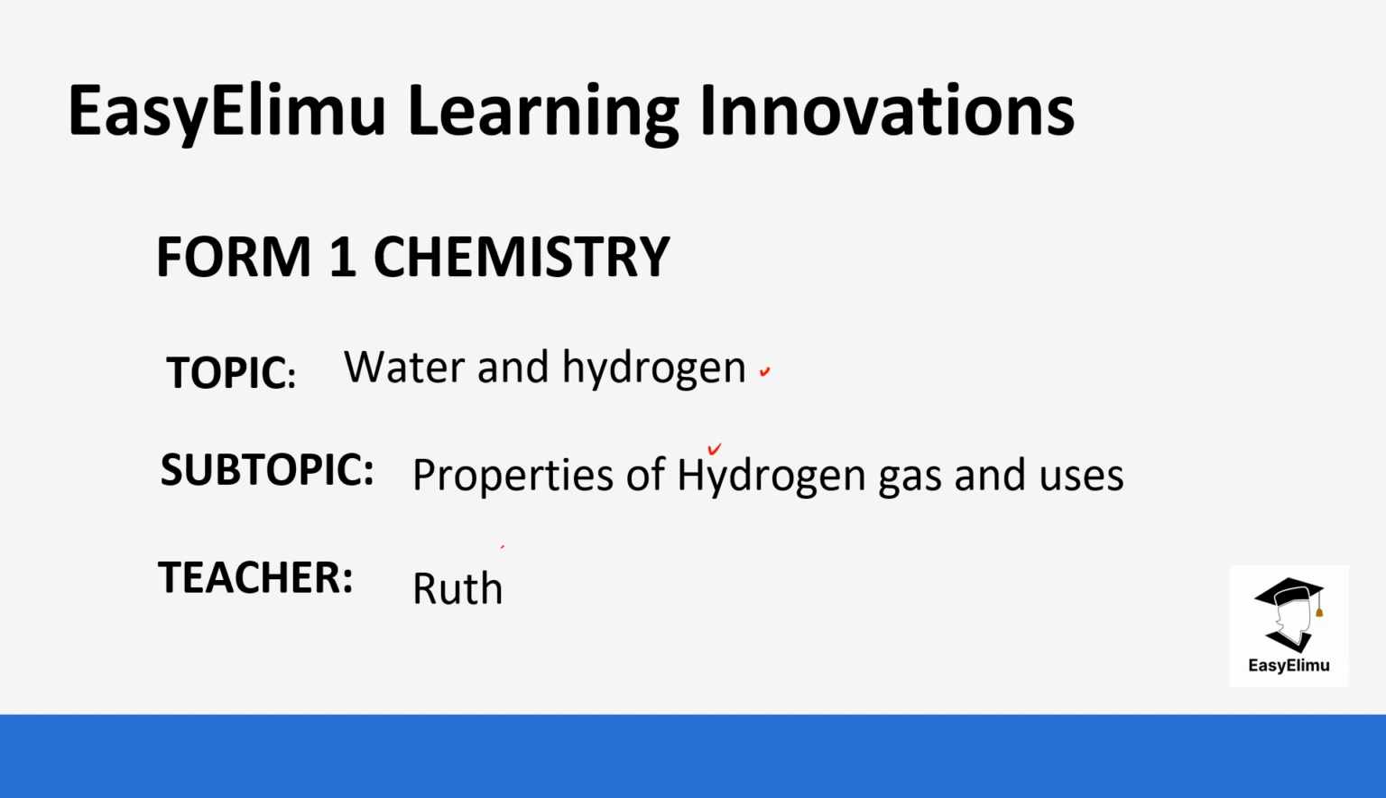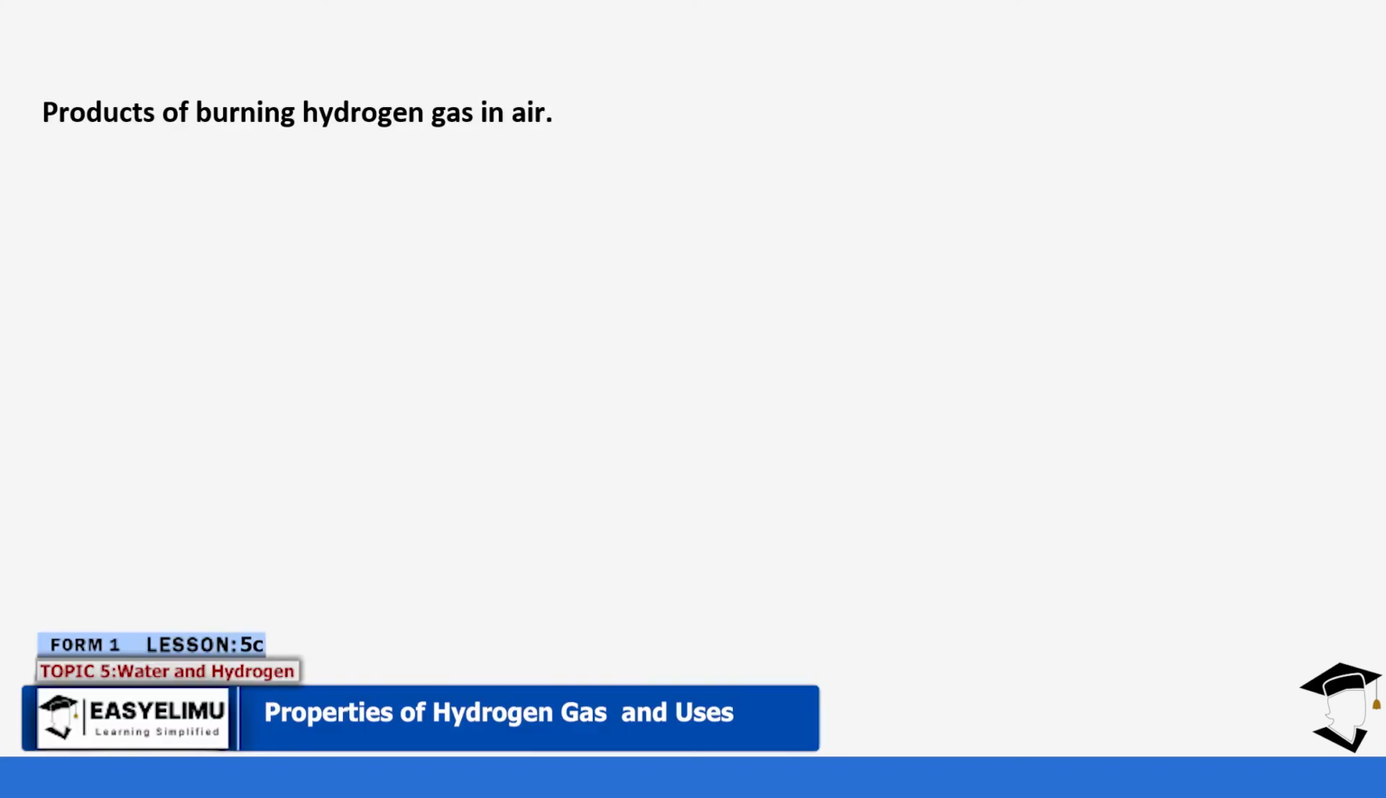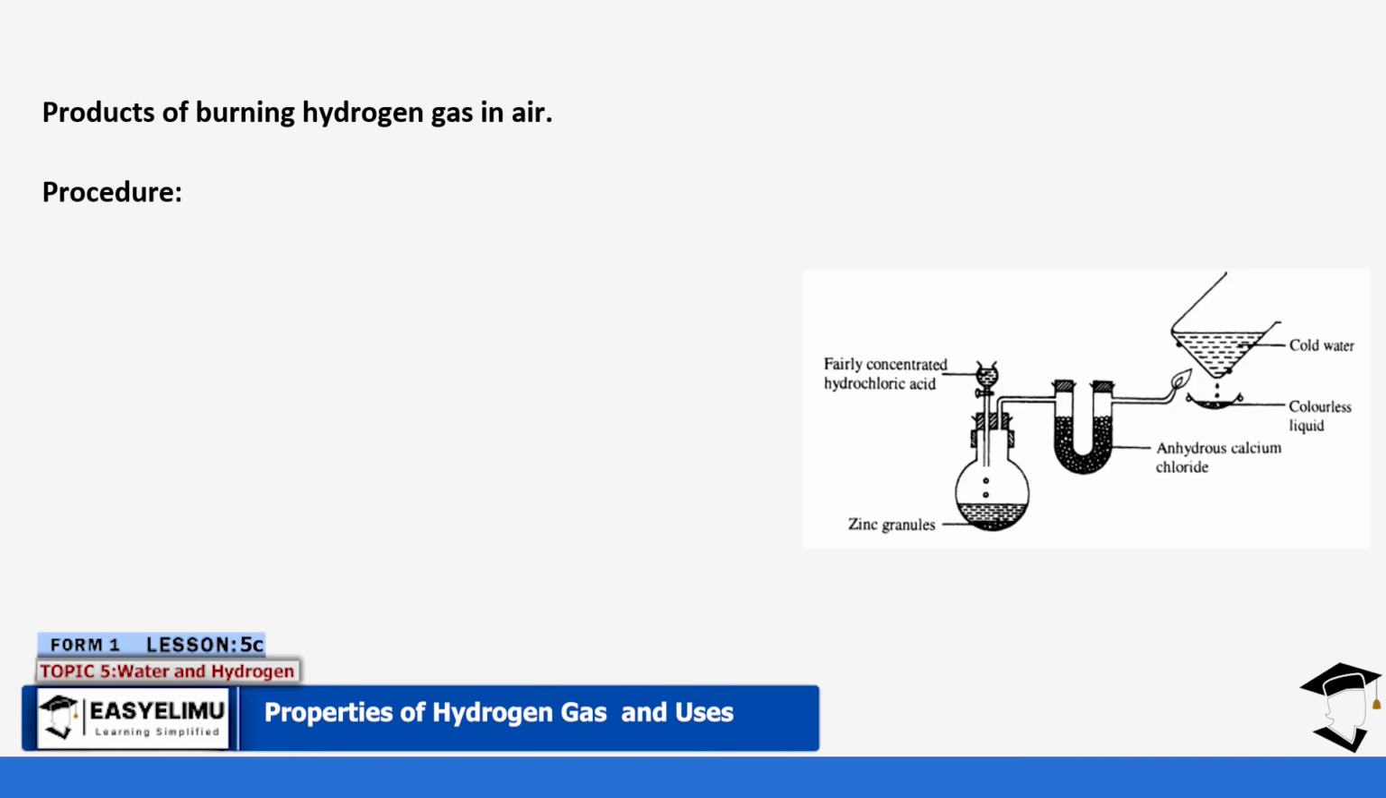Previously, we talked about the reducing property of hydrogen, and we were able to see how hydrogen is able to react with some metal oxides and how it reduces them. In this lesson, we are going first to react hydrogen in air. So we are actually going to collect the product of burning hydrogen in air, and then further we are going to discuss some of the uses of hydrogen gas and look at a few questions in regards to what we will discuss today.